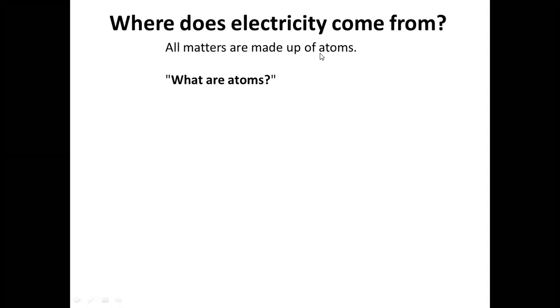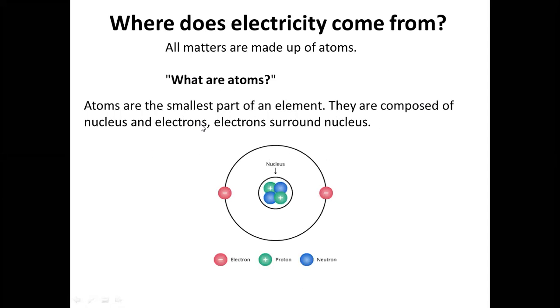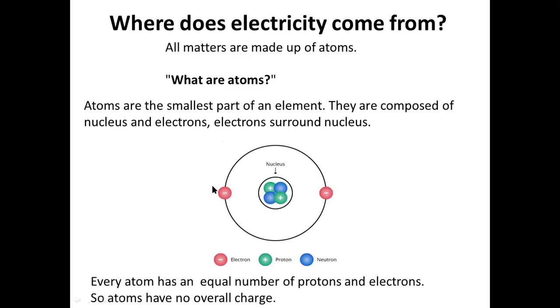All matter is made up of atoms. What are atoms? Atoms are the smallest part of an element. They are composed of a nucleus and electrons that surround the nucleus. This is the nucleus, and electrons surround the nucleus in an orbit. Every atom has an equal number of protons and electrons, so atoms have no overall charge.